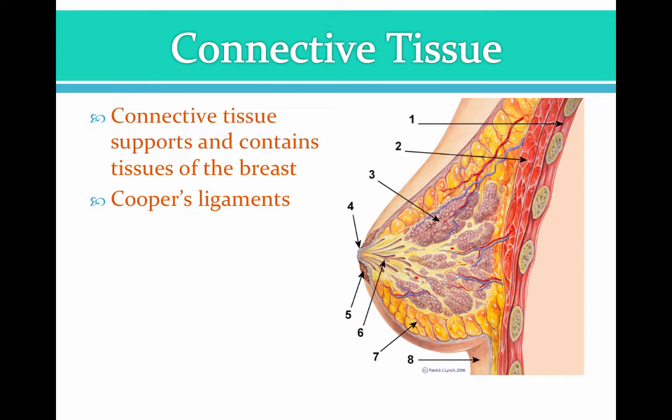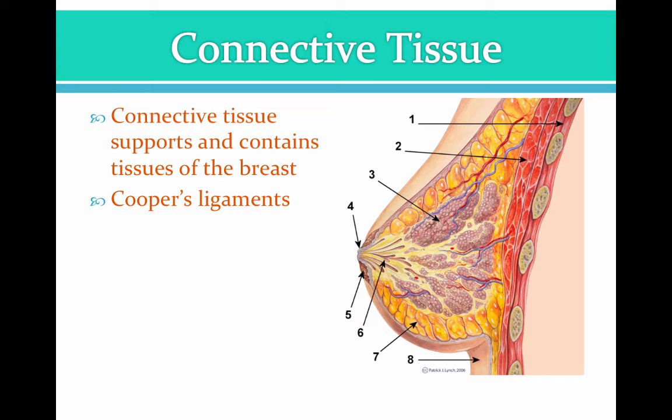Connective tissue supports and contains fatty tissue as well as the milk-producing and milk-transporting tissues. So really, connective tissue helps to support all of the tissues of the breast. Specifically here, Cooper's ligaments. They provide a framework to support the tissues of the breast. And I don't have a good picture of Cooper's ligaments. This diagram does not show Cooper's ligaments, but if you could just imagine that they are these ligaments that help to support the weight of the breast.